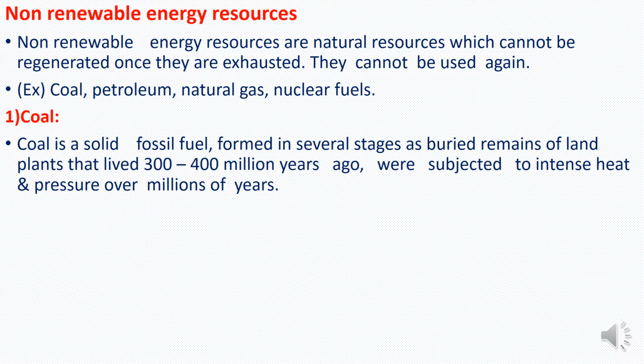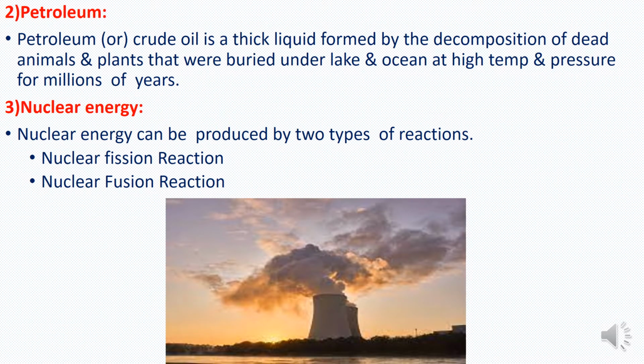What is coal? Coal is a solid fossil fuel formed in several stages as buried remains of land plants that lived 300 to 400 million years ago were subjected to intense heat and pressure over millions of years. Petroleum. Petroleum or crude oil is a thick liquid formed by the decomposition of dead animals and plants that were buried under lakes and oceans at high temperature and pressure for millions of years.